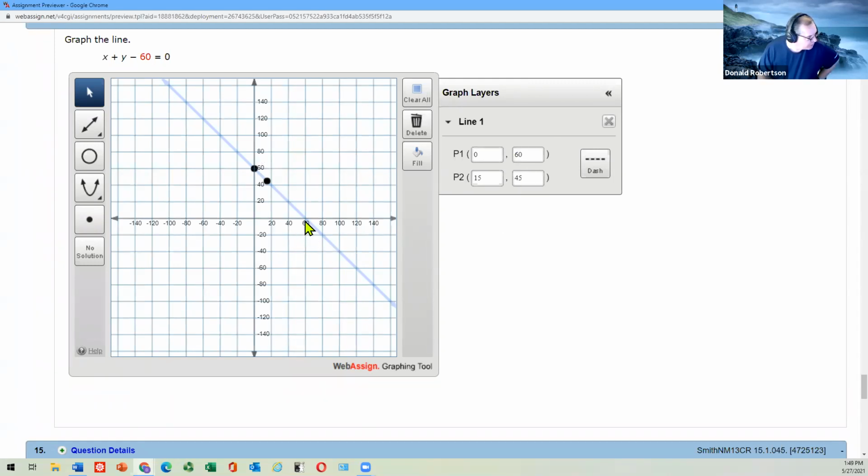And as a double check, do you see that guy there? Isn't that at 60, 0? Isn't that where my third point would have been, except I didn't need to use it? See that third one? 60, 0.